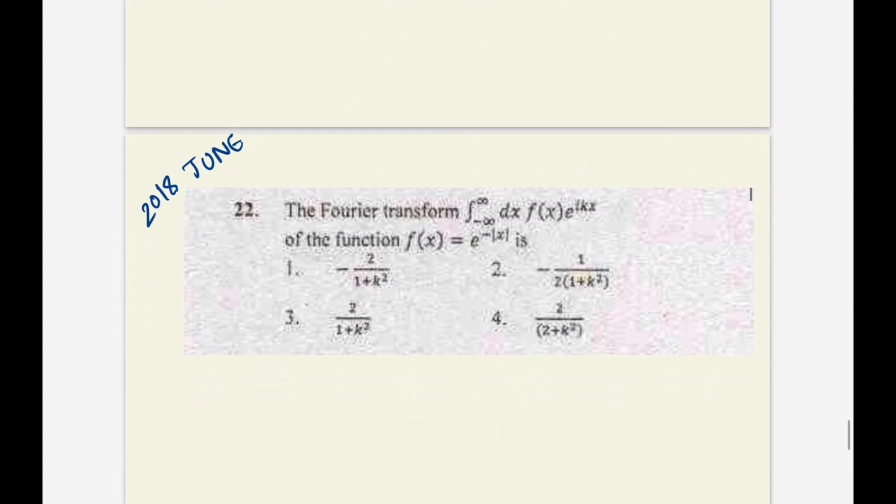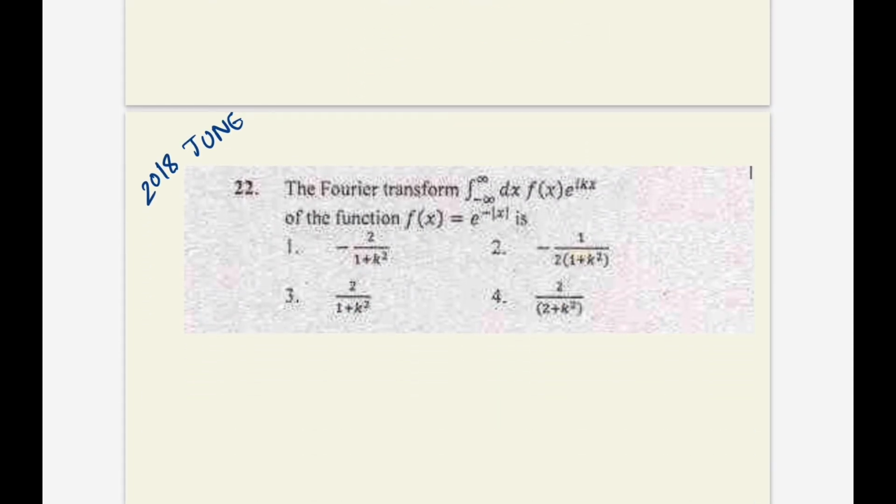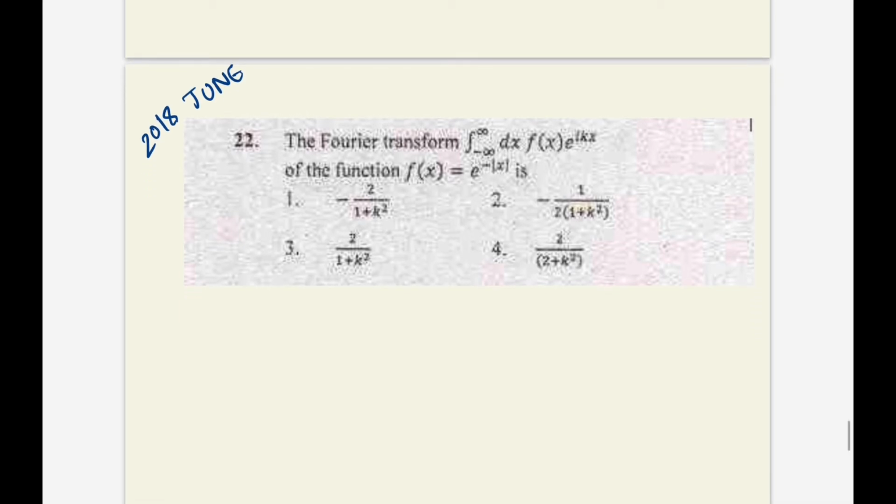Now another question is from 2018 June. The Fourier transform, integral from minus infinity to infinity dx f of x e to the power minus ikx, of the function f of x equals e to the power minus modulus of x is. So we can do it either by the short trick or we can go for the longer way. First I will go with the longer way. This is done as f of k is a Fourier transform of f of x.